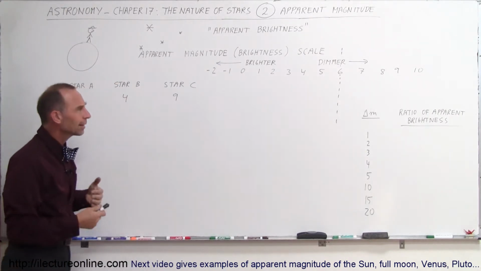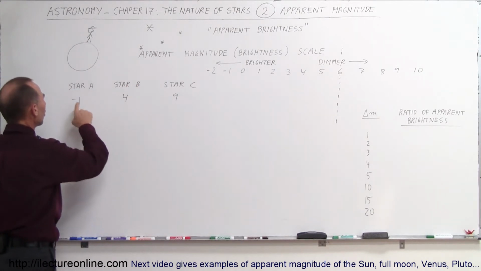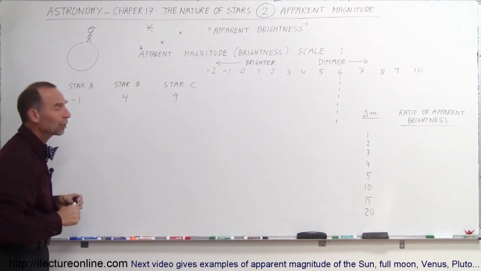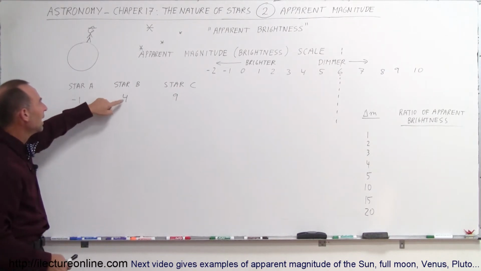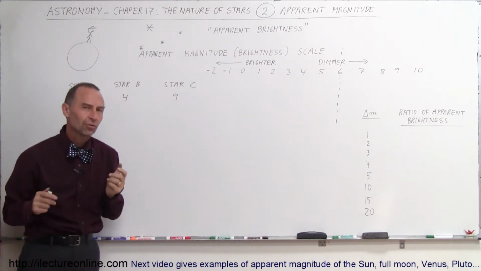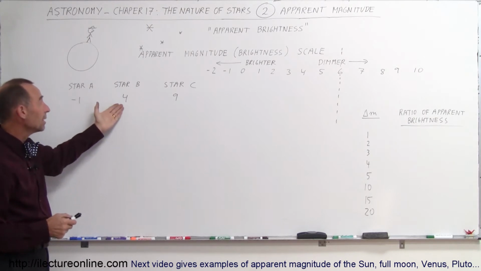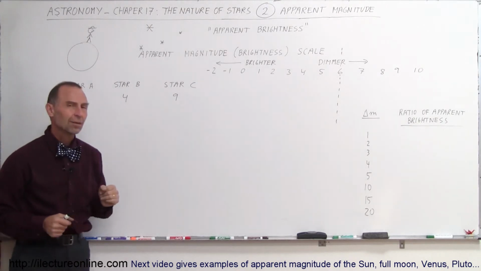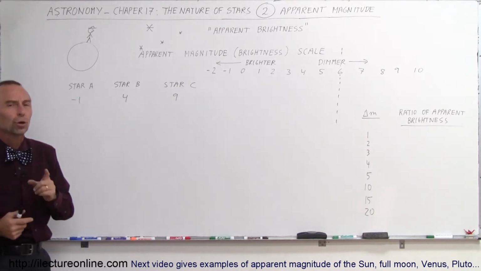To illustrate that, let's take a look here and say, let's assume we have three stars. Star A has an apparent magnitude, again, that's how it appears to us, of -1. Star B has an apparent magnitude of 4. Star C has an apparent magnitude of 9. Well, that means that star A is brighter than star B, and star B is brighter than star C. But the question is, how much brighter? How does that magnitude scale work?